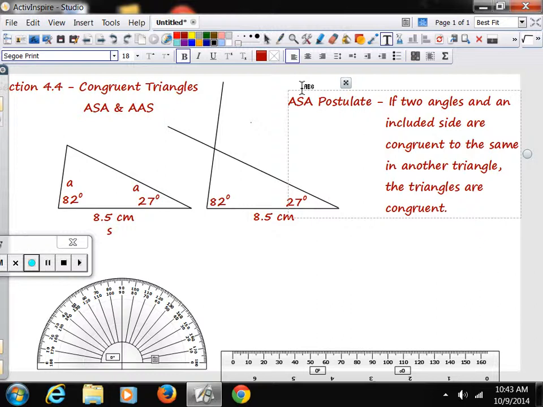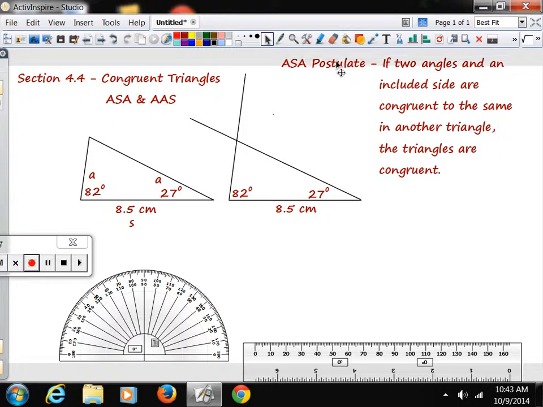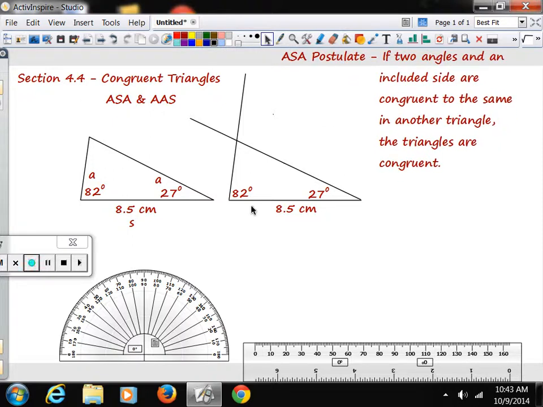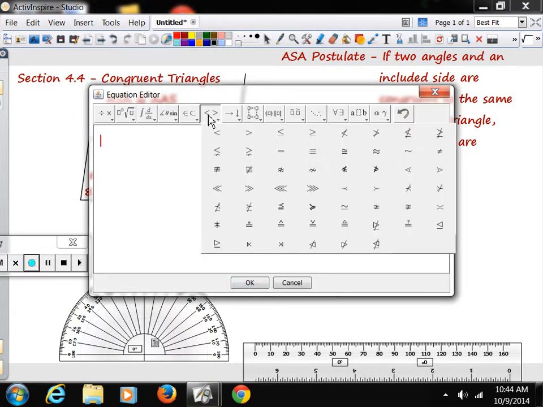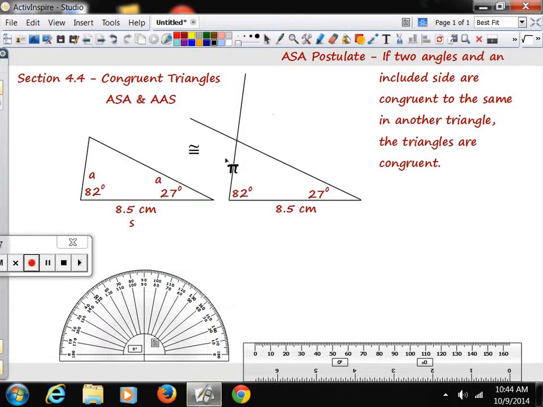Okay, so that's what the ASA postulate would tell us. If two angles and an included side, so you got the two A's, but the side is in the middle to where the two A's are off of that one side. If you can see that in another triangle, the only way that could work is that the two triangles are the same. So that would make us have two congruent triangles. So I could put a congruent symbol in between these two triangles, and that would show that these two triangles are congruent to each other. I could put letters and make a congruent statement.